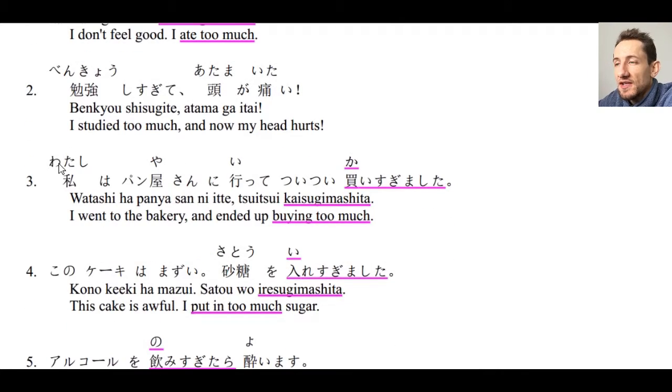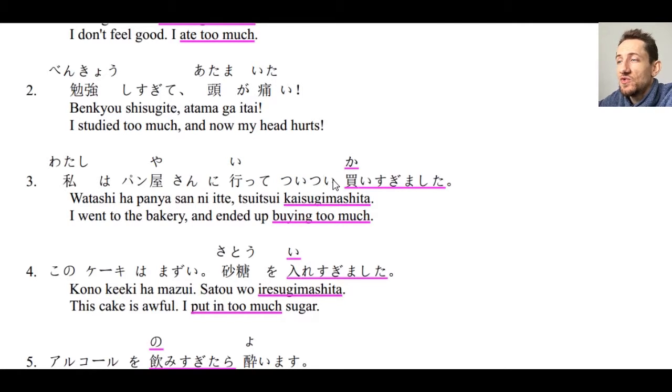Number 3. 私はパン屋さんに行ってついつい買いすぎました。So I went to the パン屋さん. Pan means bread in Japanese, and ya is like a shop, パン屋, like a bakery. パン屋さんに行ってついつい買いすぎました. This is a really good expression that you will definitely see on a test. And I think if you can use it, your Japanese friends will be very impressed.